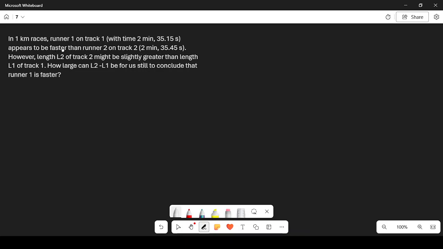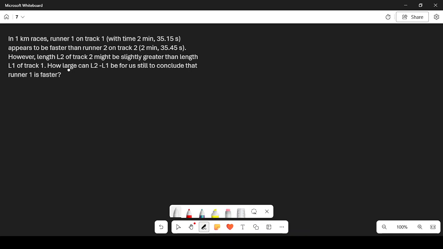He appeared to be faster than runner 2, and we know the time of runner 2. Runner number 2 only 0.3 seconds has a bigger time than the first runner. However, length L2 is slightly greater than length L1.